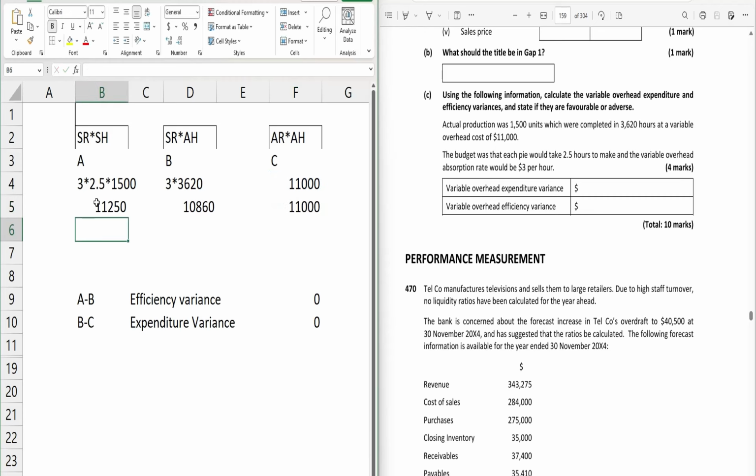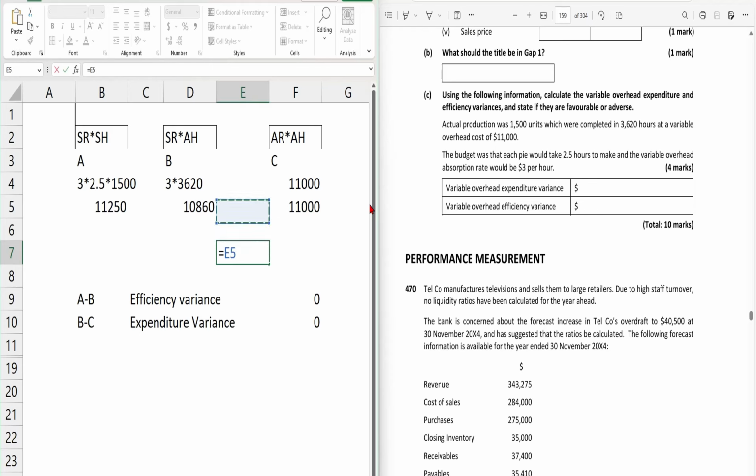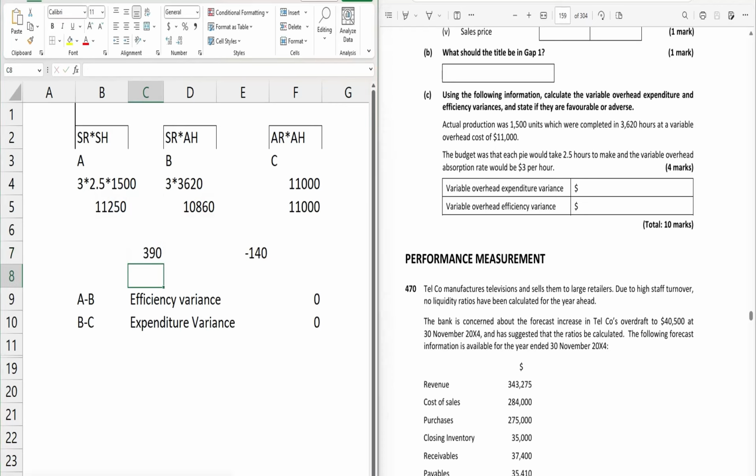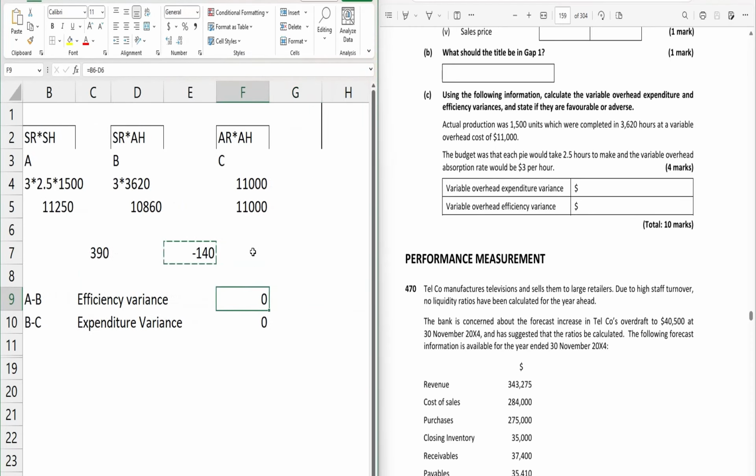Yeah, so the difference, the first is asking for the expenditure variance, which will be the difference of these two, and the next one is your efficiency variance, which is the difference of these two. So let me write it down here, this is our expenditure. So as our expenditure variance is negative, that means it is adverse, and the efficiency variance is positive, which means it is favorable. The question asks you to state whether they are favorable or adverse, so you need to mention it.